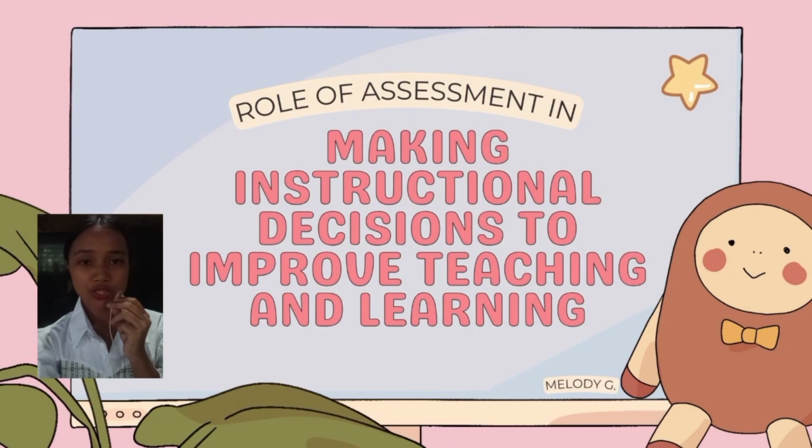Good day, I am Melody Joy Gabilan and I will discuss the roles of assessment in making instructional decisions to improve teaching and learning. So, assessment is fundamental to shaping instructional decisions that drive teaching and learning. This report examines the critical roles assessment plays in informing teaching strategies and enhancing student outcomes. Through exploring assessment methodologies and their alignment with instructional objectives, we uncover how assessment serves as a catalyst for effective pedagogy and academic success.